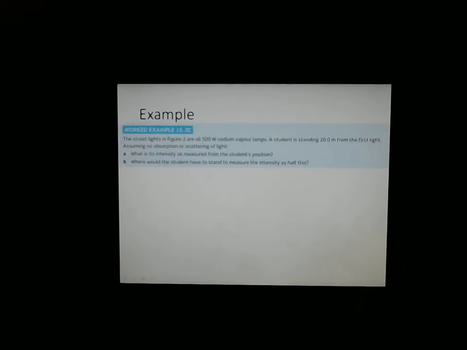So let's have a look at our next example. Street lights in figure 2, I didn't bother putting the picture in, are all 500 watt sodium vapor lamps. There's our power, 500 watts. A student is standing 20 meters from the first light. Assuming no absorption or scattering of light, what is the intensity as measured from the student's position? And where would the student have to stand to measure that intensity as half of this?